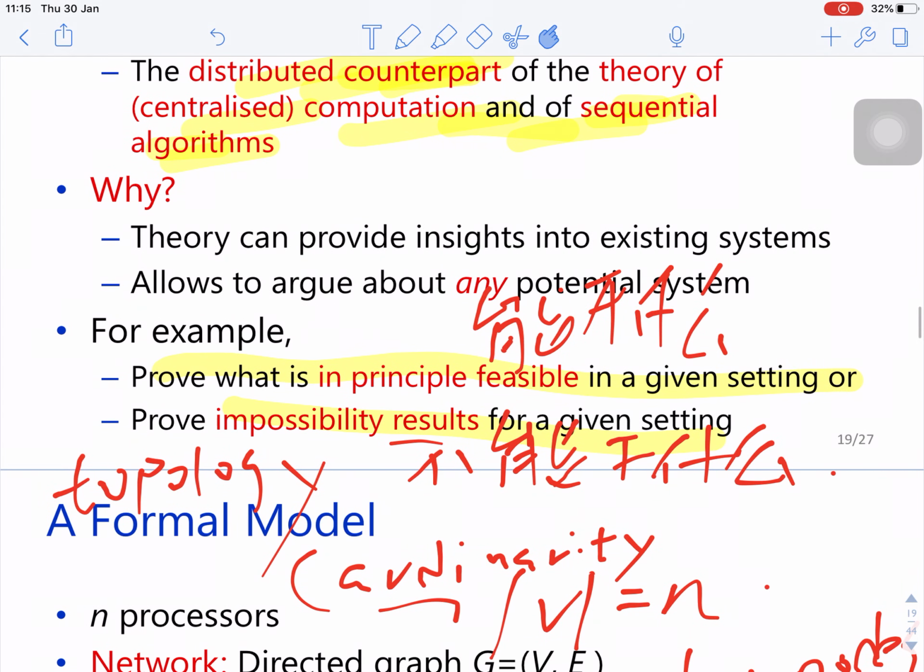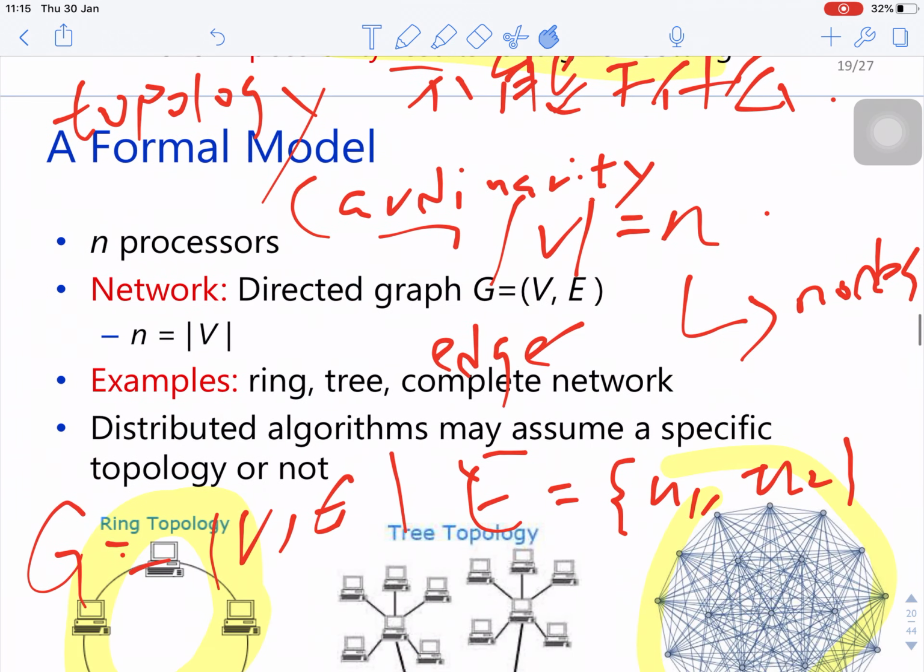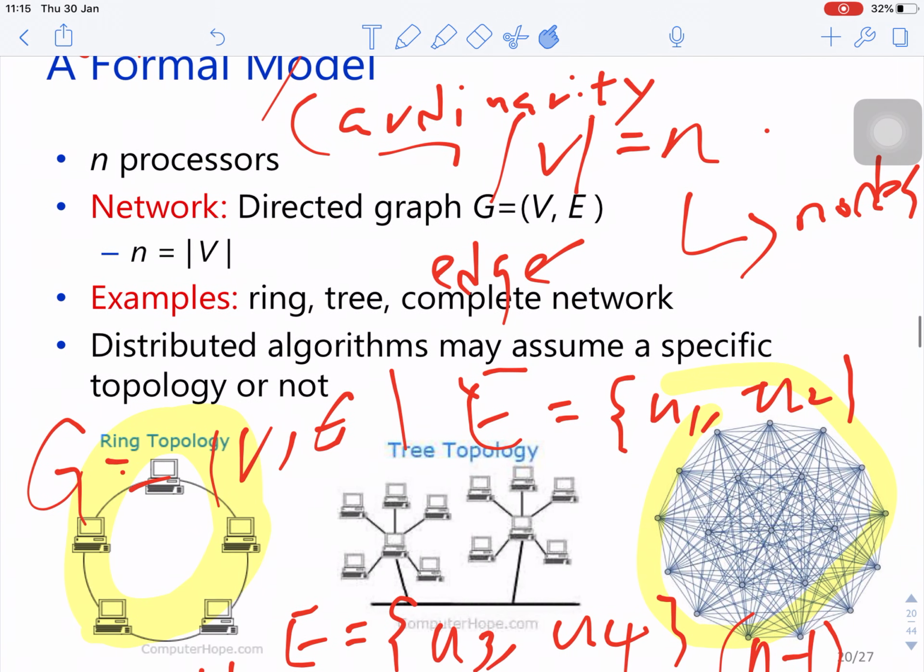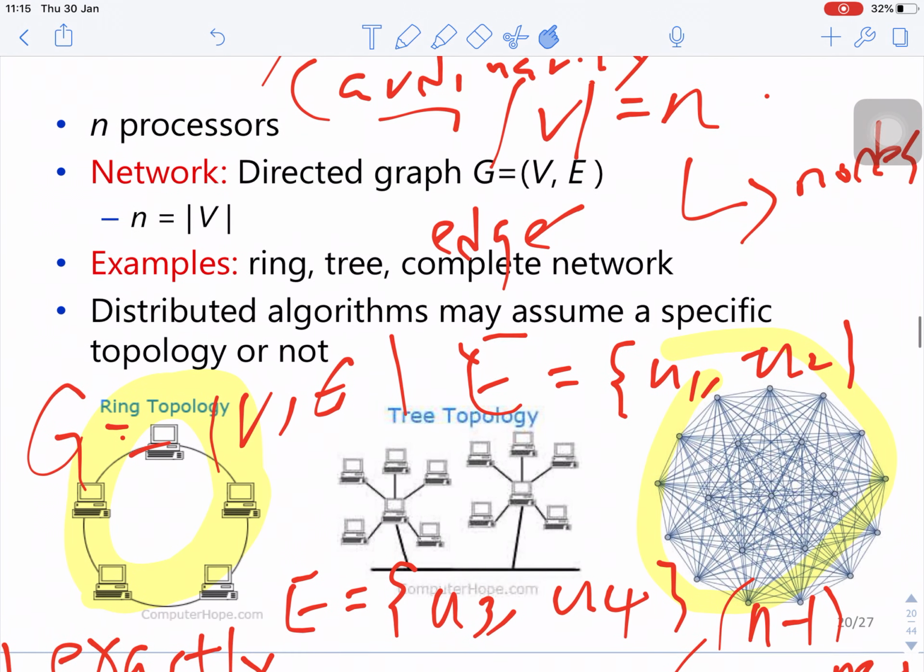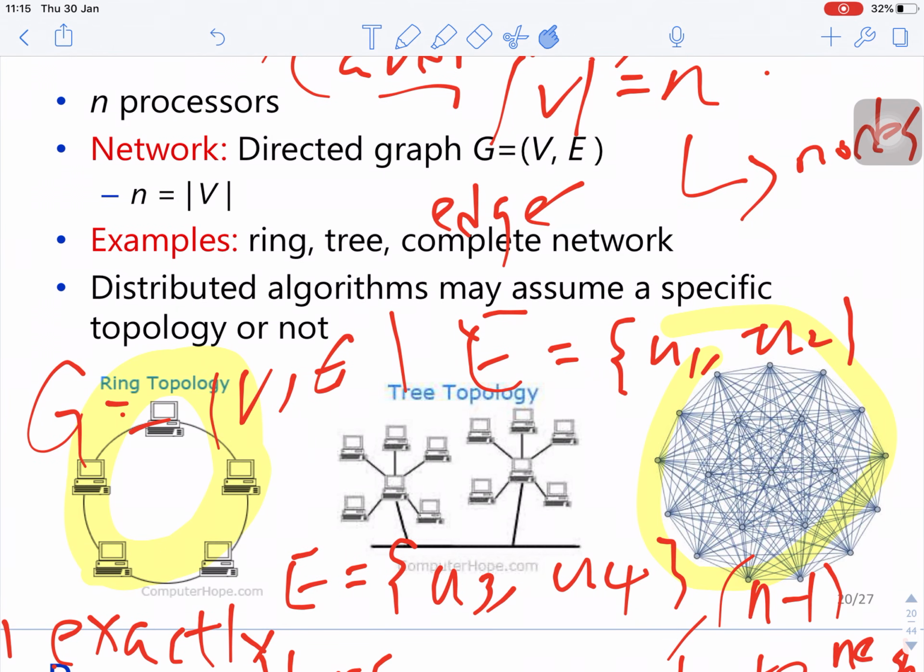Why do we care about theory that much? Because theory can provide insight into existing systems, which allows us to argue about any potential system. For example, to prove what is in principle feasible in a given setting, or to prove what is impossible in a given setting, which means we need to prove whether it's possible or not. The formal method, the model, is going to be defined as follows.